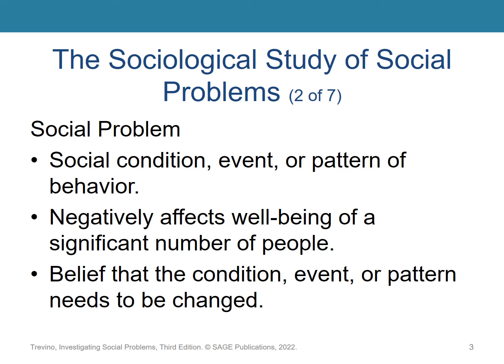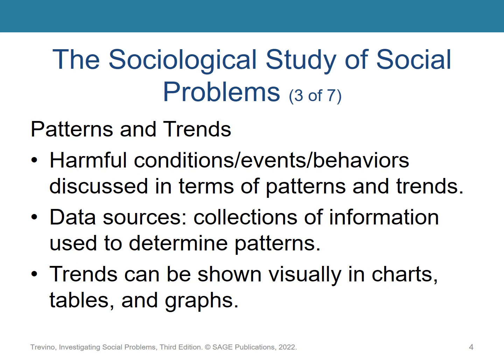Social problems are social conditions, events, or patterns of behavior that negatively affect the well-being of a significant number of people. There is a belief that the condition, event, or pattern needs to be changed. Harmful conditions, events, and behaviors are discussed in terms of patterns and trends. Data sources include collections of information used to determine patterns. Trends can be shown visibly in charts, tables, or graphs.